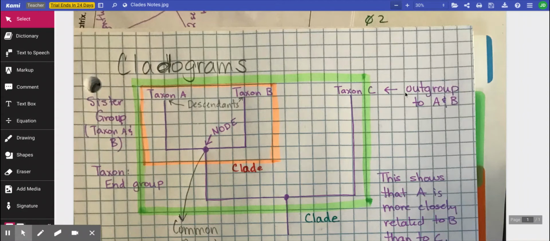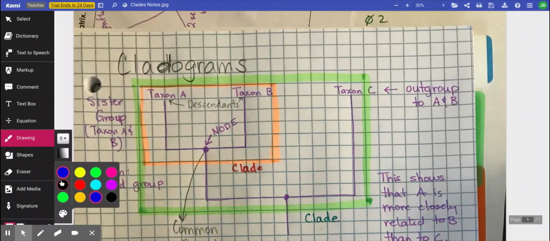And you can use this to help you fill in anything that you didn't get done today when we were talking about this. So on your notes sheet, you already have these little football goal looking things in. So this is the basic outline of our cladogram. And so you're going to use those and you're going to fill in quite a bit of stuff around those.